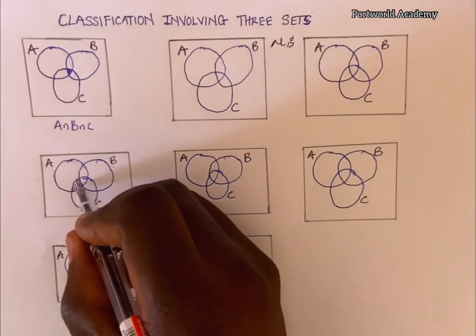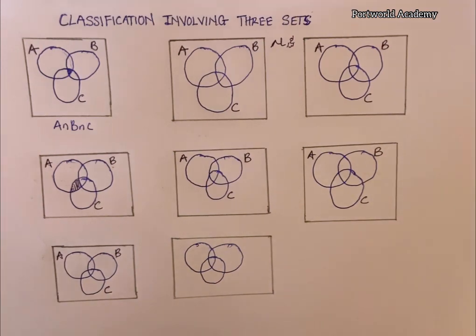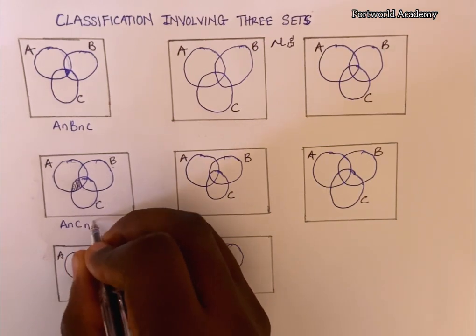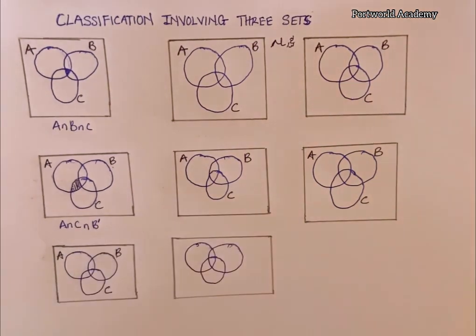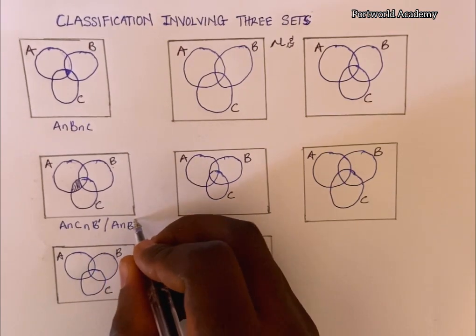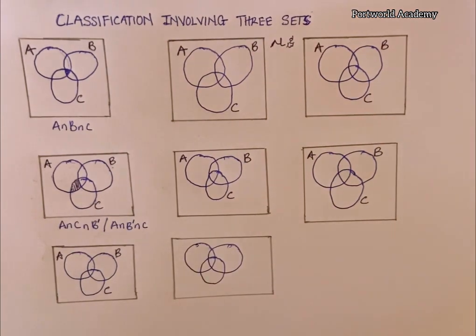Looking at this point that is shaded, it shows us there are some elements that belong to set A and also belong to set C. So in this case, I can simply call this A intersection C intersection B complement. Or you can simply call it A intersection B complement intersection C. They are the same thing.